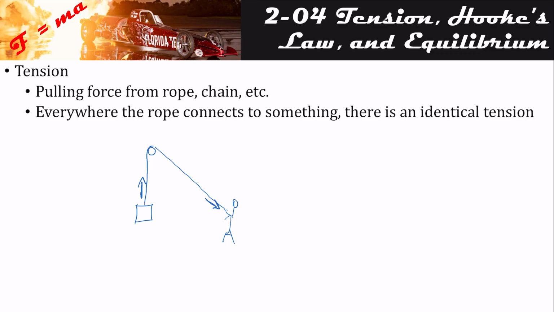Now, if a person is pulling on the rope, then the rope is actually pulling on the person. So the tension is actually going to be pulling on the person. Or if we have a rope going up over a pulley and it's attached to the same box, we'd have two tension forces up because it's the same rope and they're both attached to the box. They're both pulling up with the same force.